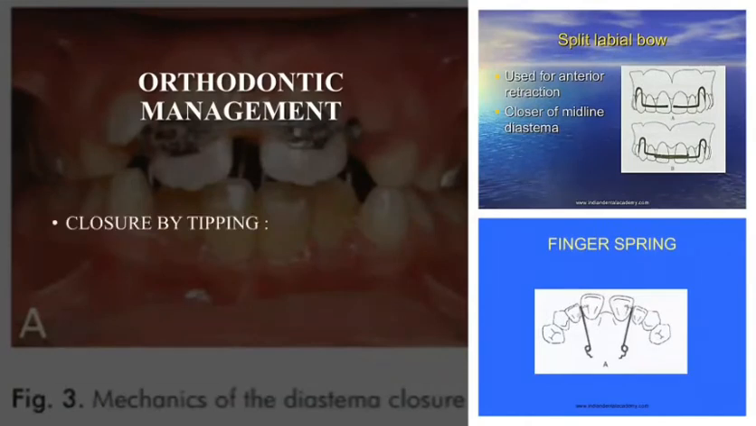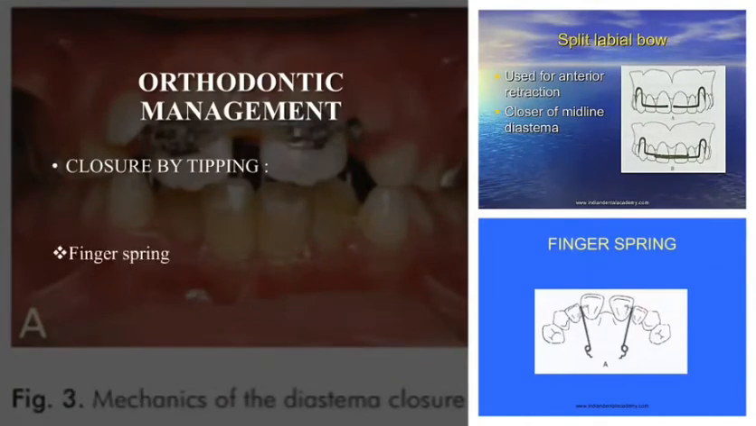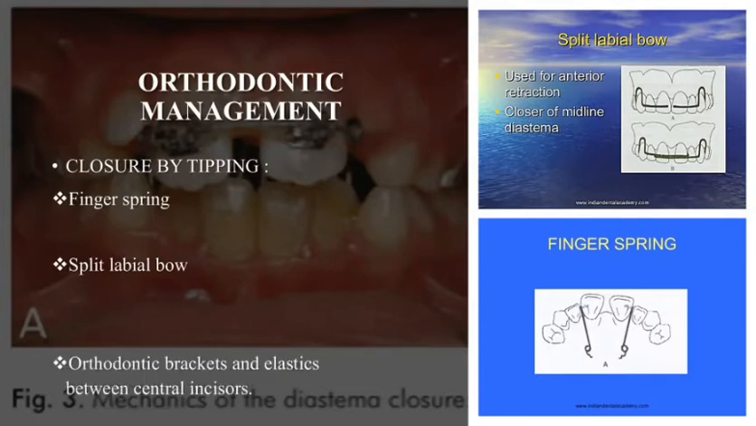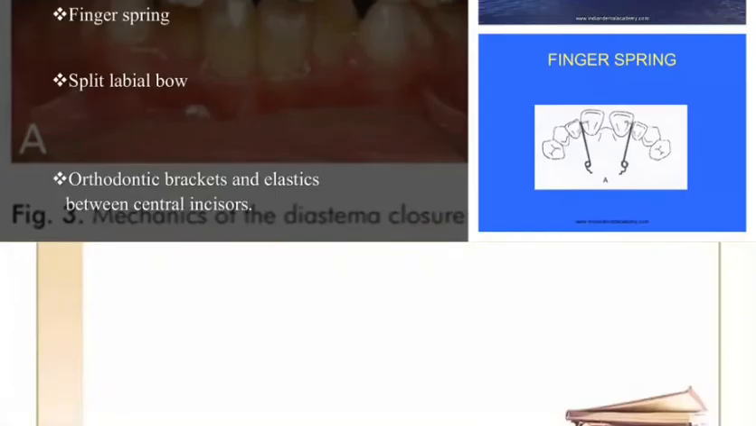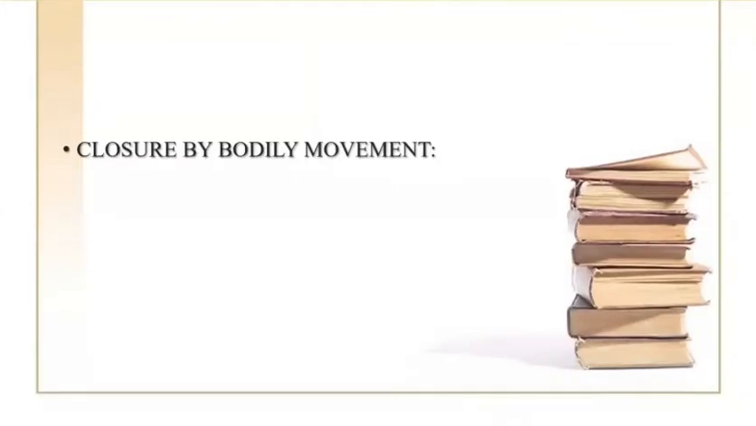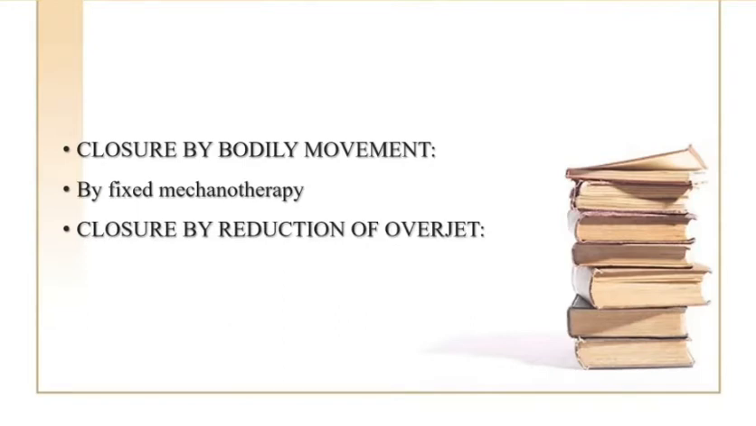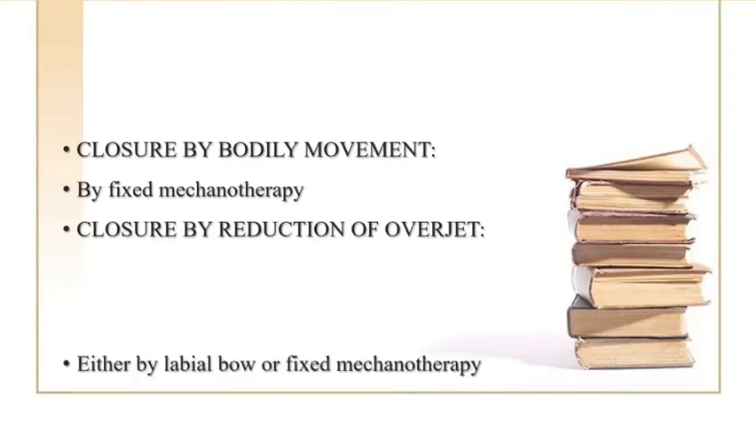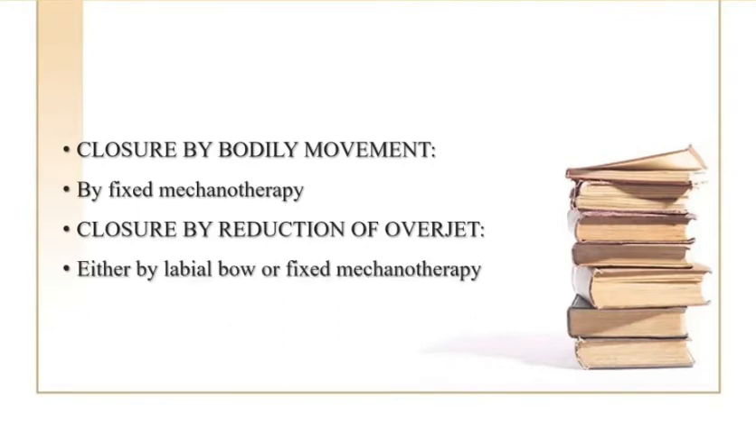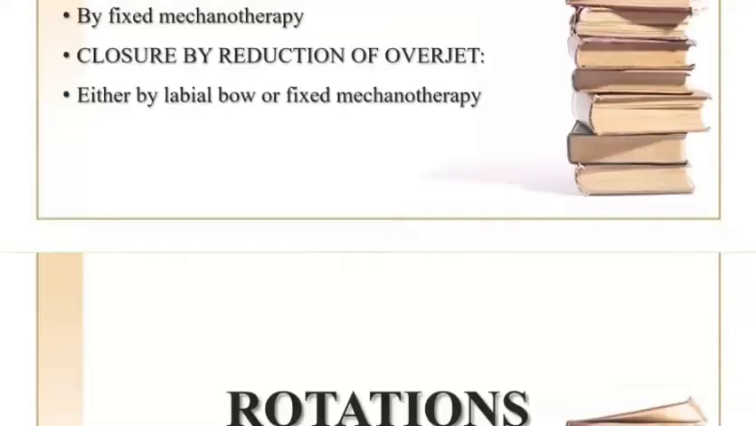Coming to the orthodontic management, closure by tipping, finger spring, split labial bow, orthodontic brackets, and elastics between the centrals are the options for the management. Closure by bodily movement by fixed mechanotherapy, and closure by reduction of overjet, either by labial bow or fixed mechanotherapy.